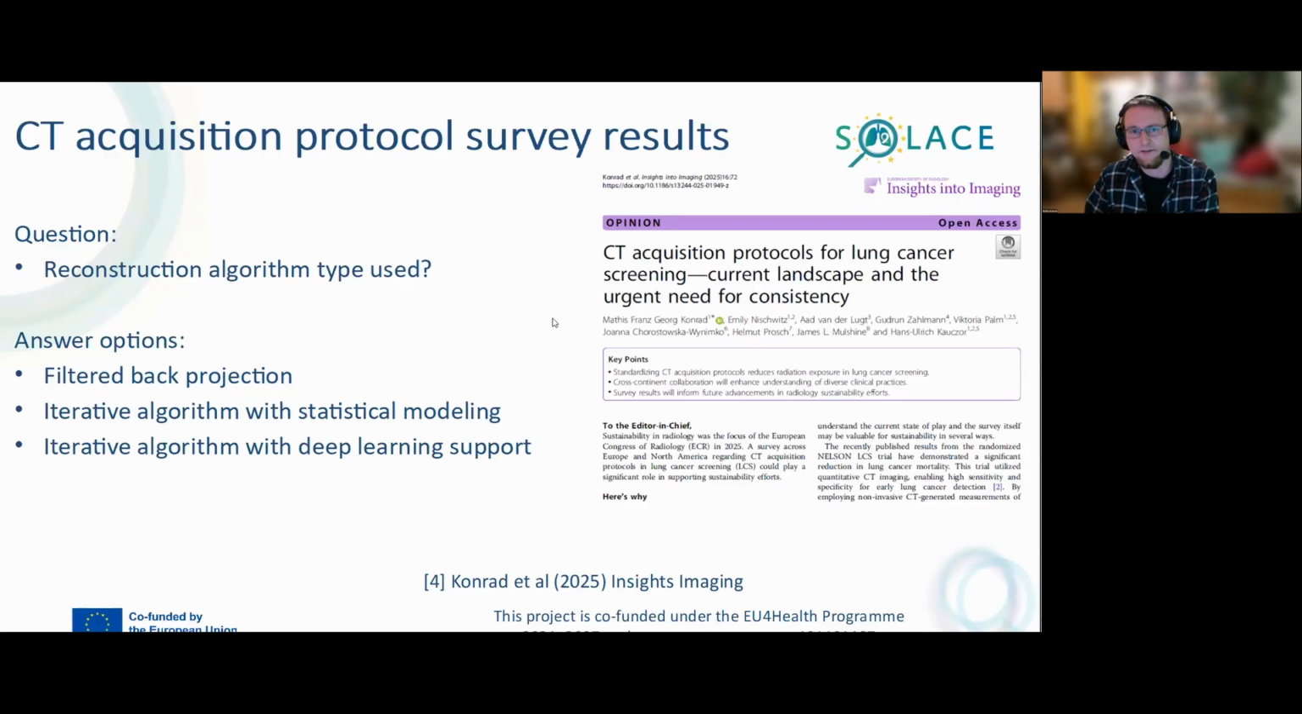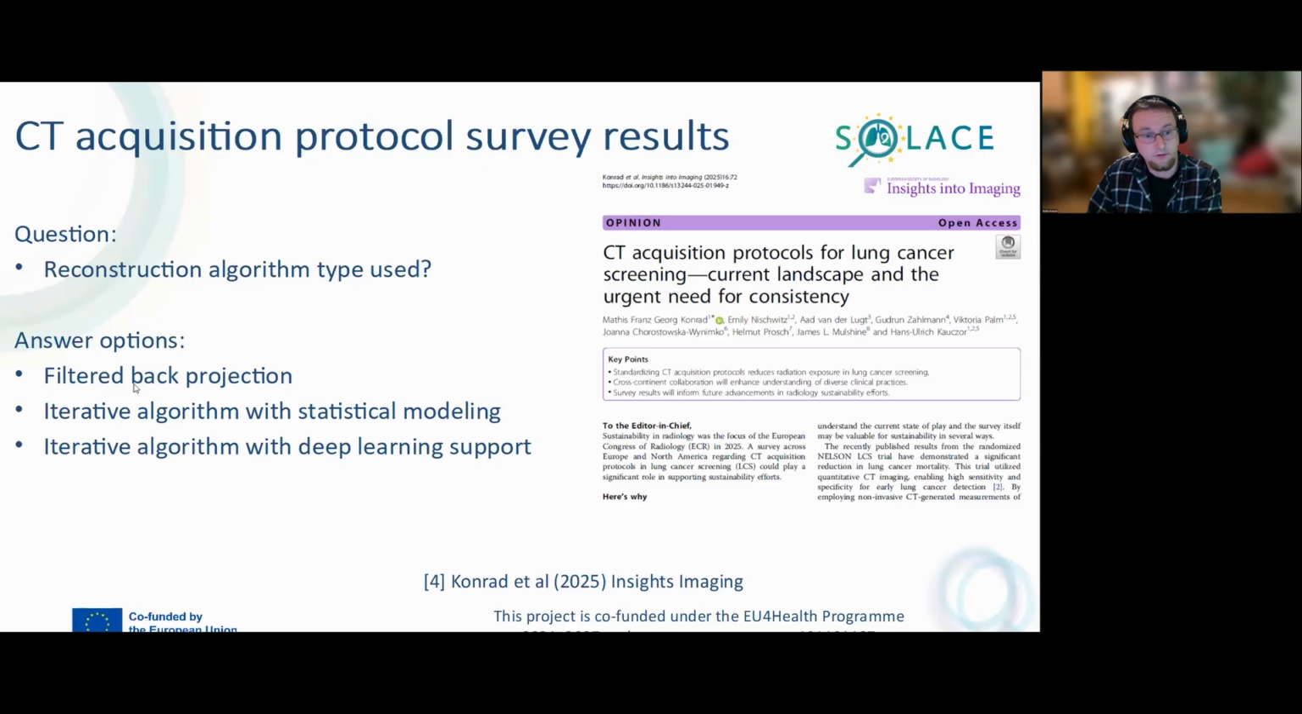So we try to find out what actually are the CT image acquisition protocols that are used for lung cancer screening. So we had this opinion article published this year and wanted to advertise the survey that was supposed to be international. And I wanted to bring up just one question that we asked there, and that is what reconstruction algorithm type was used for the image reconstruction. These are the answer options that were available.